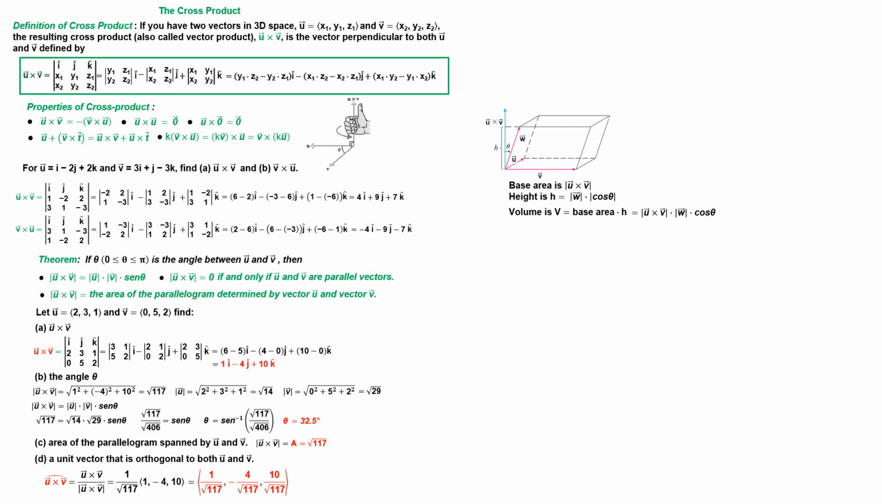but the length of u cross v times the length of w times cosine of theta is equal to the dot product of u cross v and the vector w. Therefore, the volume of a parallelepiped is the absolute value of the dot product of vector w and the cross product of vectors u and v.